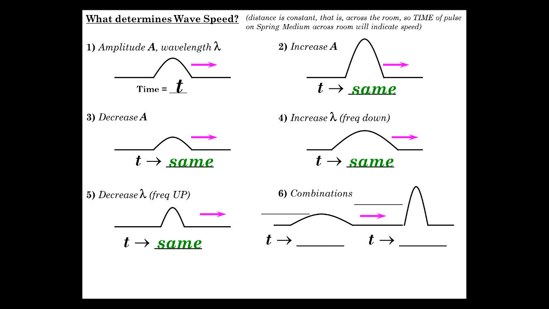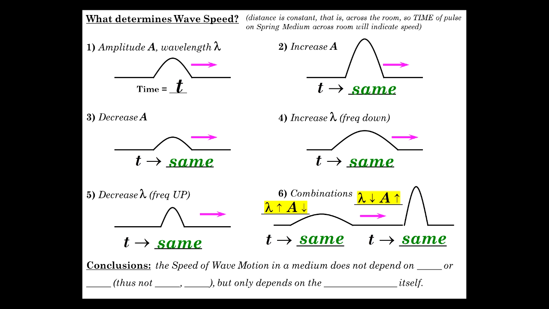We do combinations of this. First combination I'll do is, how about the lambda, the wavelength goes up. Look at that long wavelength. The amplitude down. Boop, little wide squatty thing, okay? And same time. How about kind of the flip side? The wavelength goes down, so it's a short wavelength, but large amplitude. Survey said the same. What are the conclusions that we can draw from all these different things?